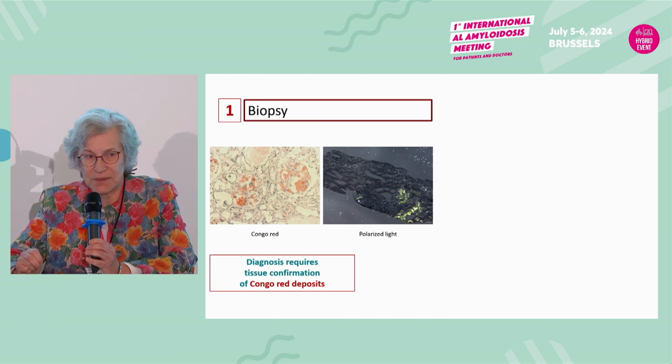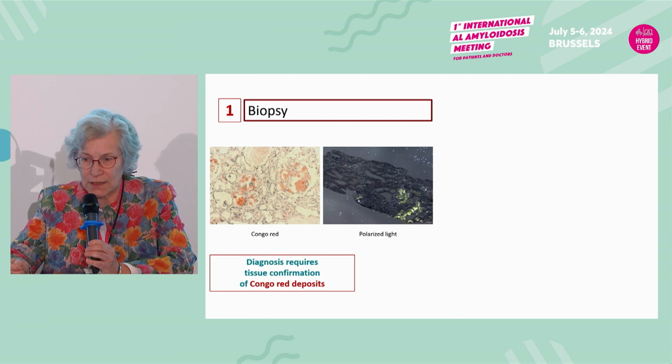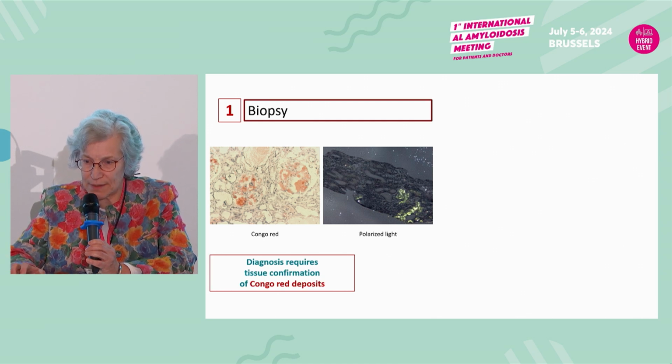So the first step is biopsy. The diagnosis of AL amyloidosis is the recognition of congophilic deposition on a biopsy. You have here a kidney biopsy, and you can really see this red staining that represents the presence of Congo red. And as you know, when you apply polarized light, you get the appearance of this apple-green staining that is characteristic of amyloid deposition.